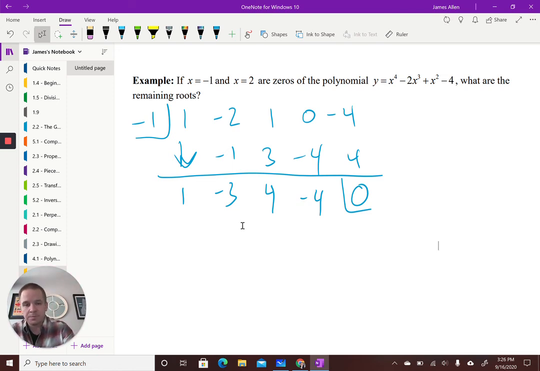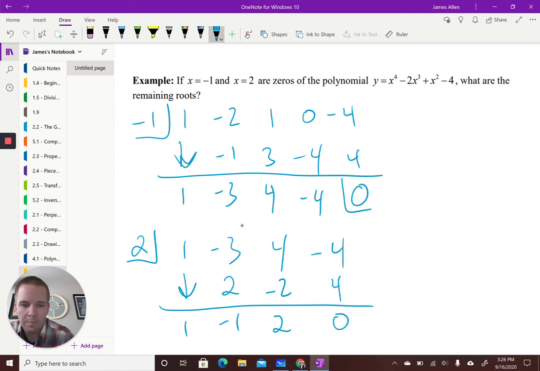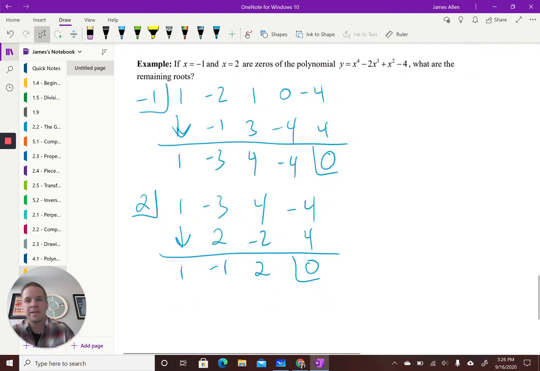Then let's see here. I'm going to have 2 in the box, and I'm going to throw 1, -3, 4, -4. I'm going to do synthetic division again. So I have 1 drop down, multiply, I get 2. That's -1 there. -2, 2. Multiply those together, I get 4. And a remainder of 0. Awesome, we're getting somewhere. You got 2 remainders of 0. That makes sense because we said they were zeros, so they should divide out with a remainder of 0.